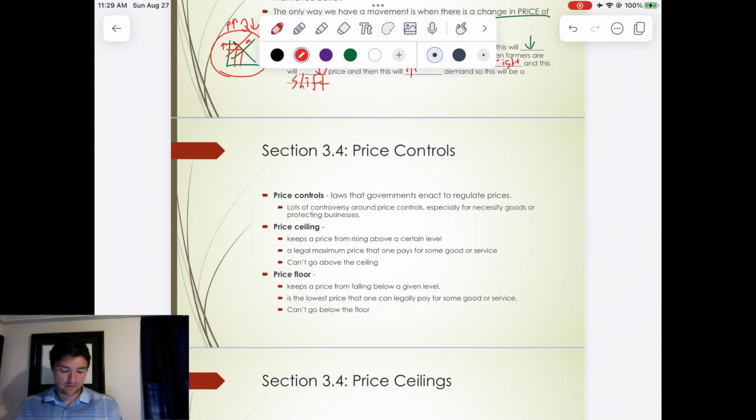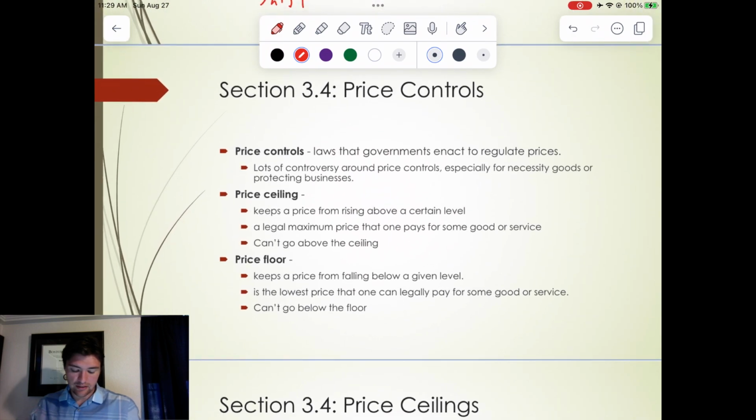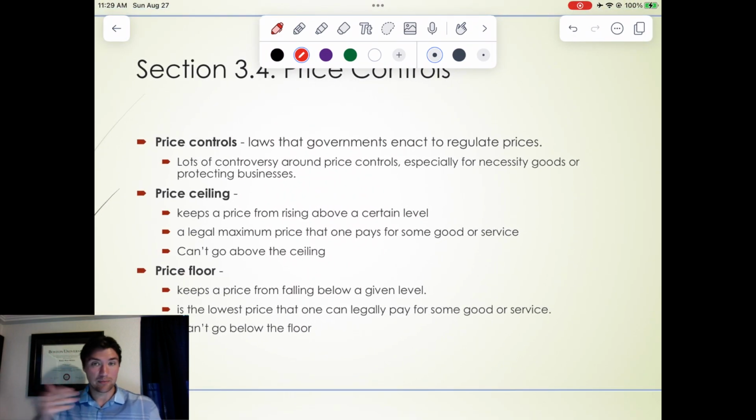Now we're going to do section 3.4, which is talking about price controls. So price controls are laws that governments use to regulate prices. So the government's like, hey, that price is too high, it needs to be lower. So I'm going to lower it, make you lower your prices. The government comes in and just takes control over the market.